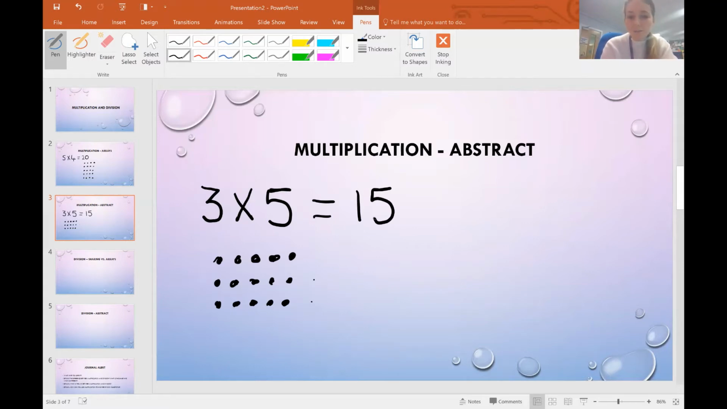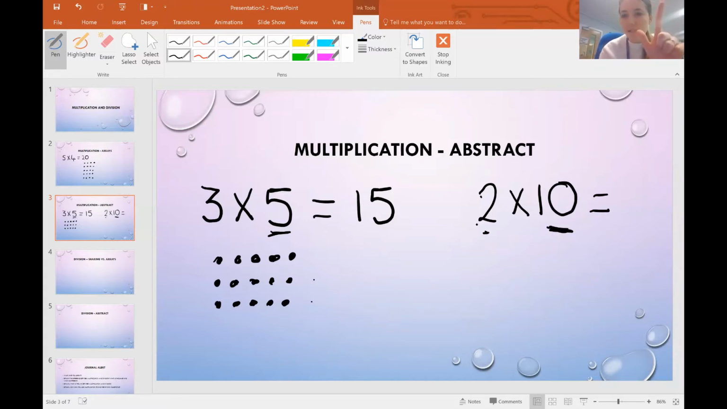So if you understand the arrays, we can just count in steps of whatever it is we're trying to find how many lots of. So here we had 3 times 5. So I know I need to count in 5s 3 times. 5, 10, 15. So my answer is 15. So if I had 2 times 10, I would know that I need to count in 10s 2 times. 10, 20.